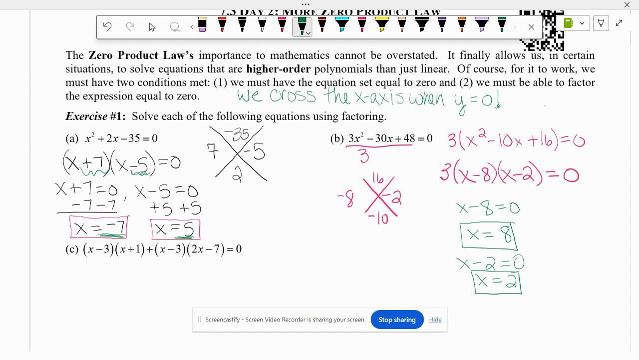Remember, these are not only the roots or the zeros, they're also the solutions. That's going to be really important when we start word problems. They are also the solutions.